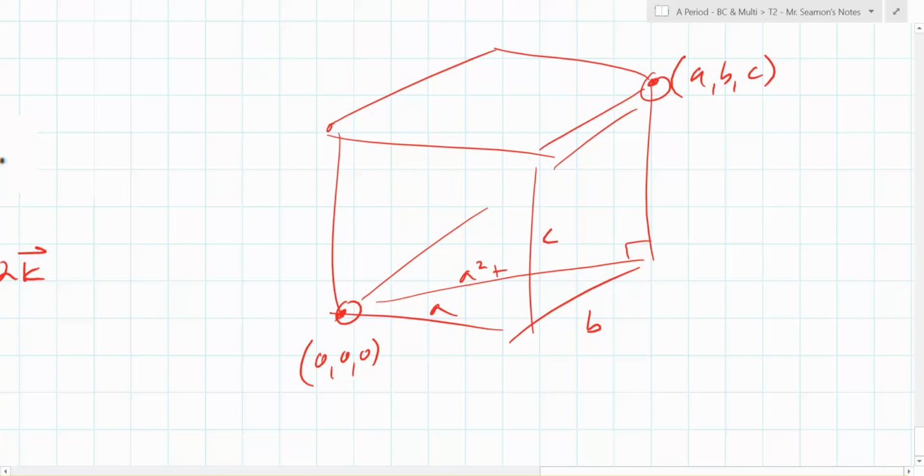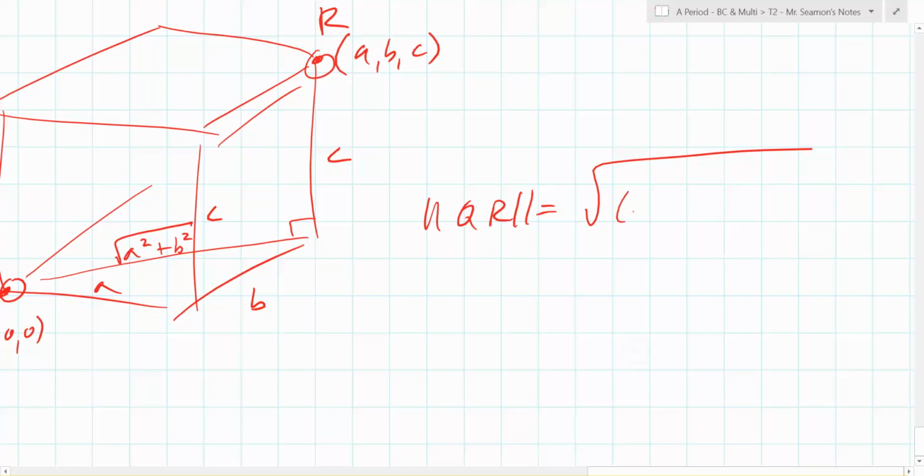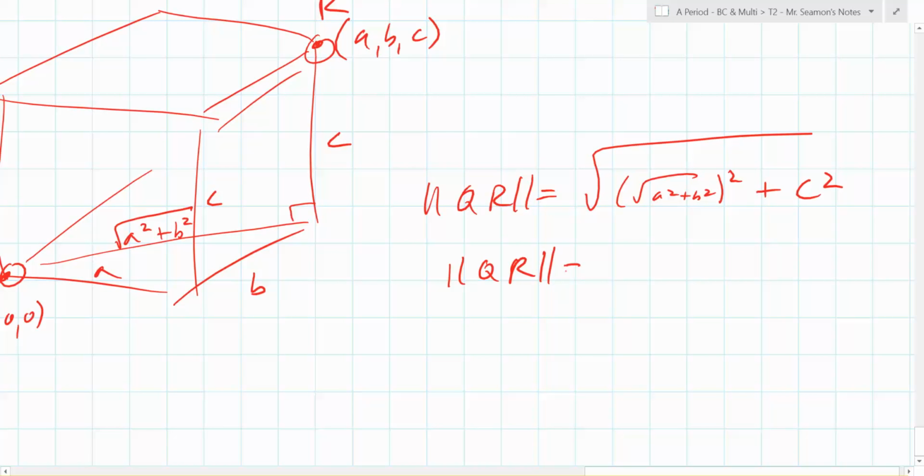A squared plus what? Right? Square root. Oh, there we go. Thank you. Right. What's the height of that? C. So if you want the distance from, let's say, this point Q to R right here, what's the magnitude from Q to R? That's going to be the square root of what? The square root of this squared, right? Plus what? C squared. Right? So what do you end up with? QR is, and that's super terrible handwriting, sorry. QR, what's that going to be? The square root of A squared plus B squared plus? Oh look, it comes out.